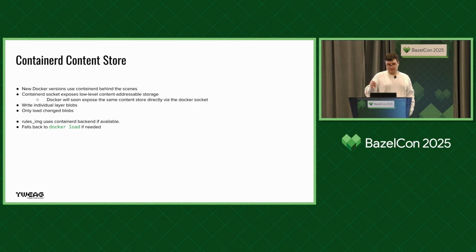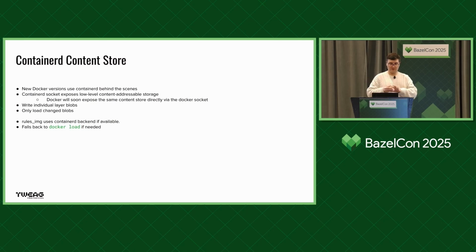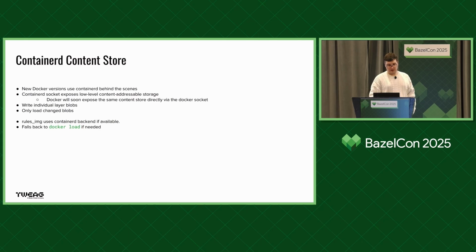Right now this works on Linux. It doesn't really work on macOS because containerd on macOS runs inside of a Linux virtual machine. There are some hacks to get access to the socket, but I wouldn't recommend it. But Docker will soon offer the same content store directly on the Docker socket. So this will become the best way to load images on every platform. So we use this nicer backend if possible, and we will just fall back to Docker load if nothing else works.